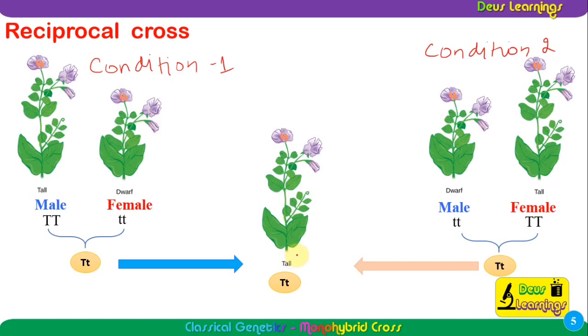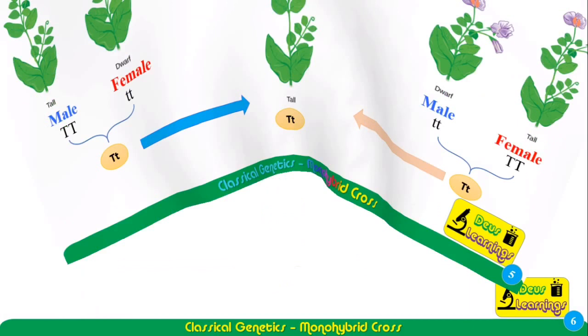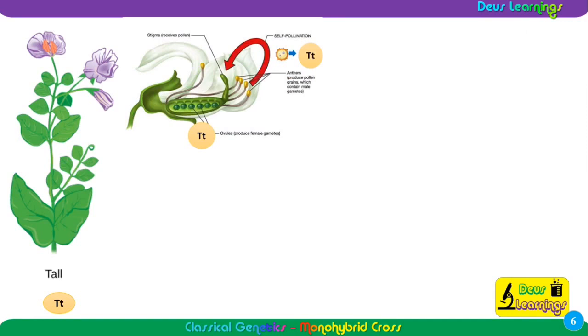Okay, if we self cross this particular individual, what will we get? Let's check it out. We are trying to self cross this individual. So we have the anther, and you know the anther is the male part of the flower. Then we have a stigma here, and then we have ovules. Ovules possess the egg cells, so this is the female part, right?